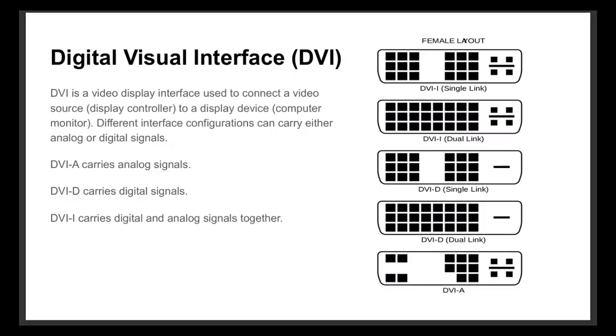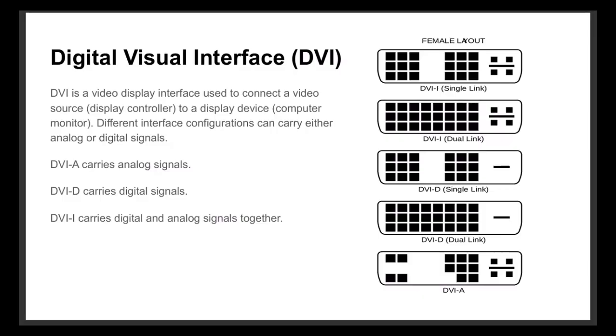We have DVI-A. The A stands for analog, and we use DVI-A whenever we are transmitting analog-only signals. We have DVI-D. The D stands for digital. This is where we can connect our computers to graphical displays when we want to transmit digital video and audio signals. We also have a DVI-I. The I stands for integrated.